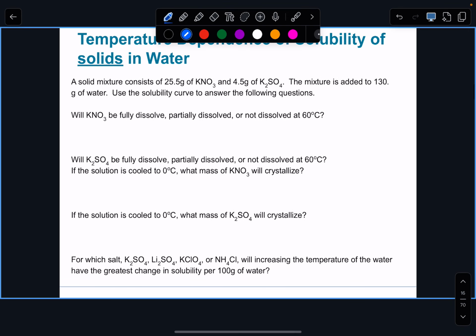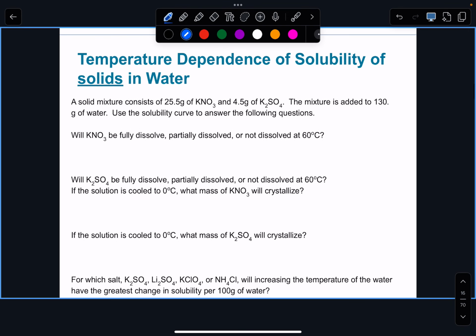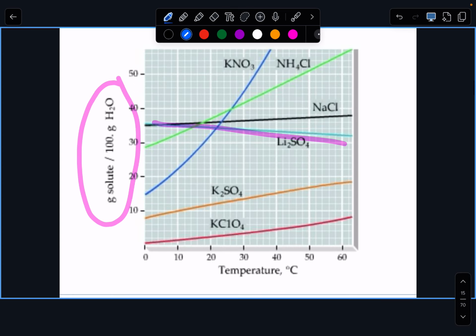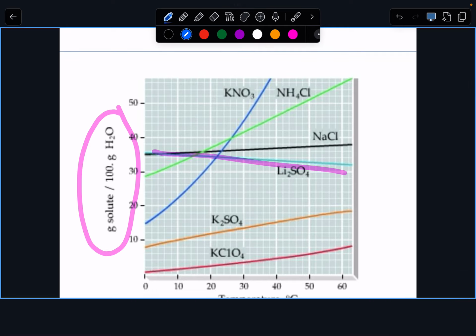So there's some calculation questions that I'm going to leave for next Monday. Not next Monday, but 10 days from now. We're going to do those in more detail. I'm just going to give us an example problem here. So let's pretend we've got 2 solutions. One is 25 grams of potassium nitrate in 100 grams of water. And one is 25 grams of potassium sulfate in 100 grams of water.